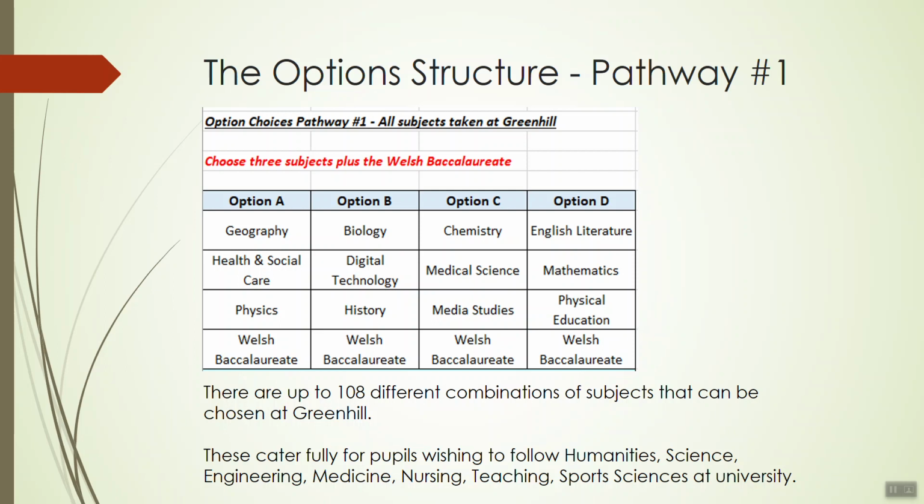And those combinations cater fully for students who are thinking further down the line into university and beyond, that want to follow humanities degrees, science degrees, engineering, and so on. So you really don't need to go any further than Green Hill sixth form to satisfy most combinations that will get you into good universities to follow well-respected courses.